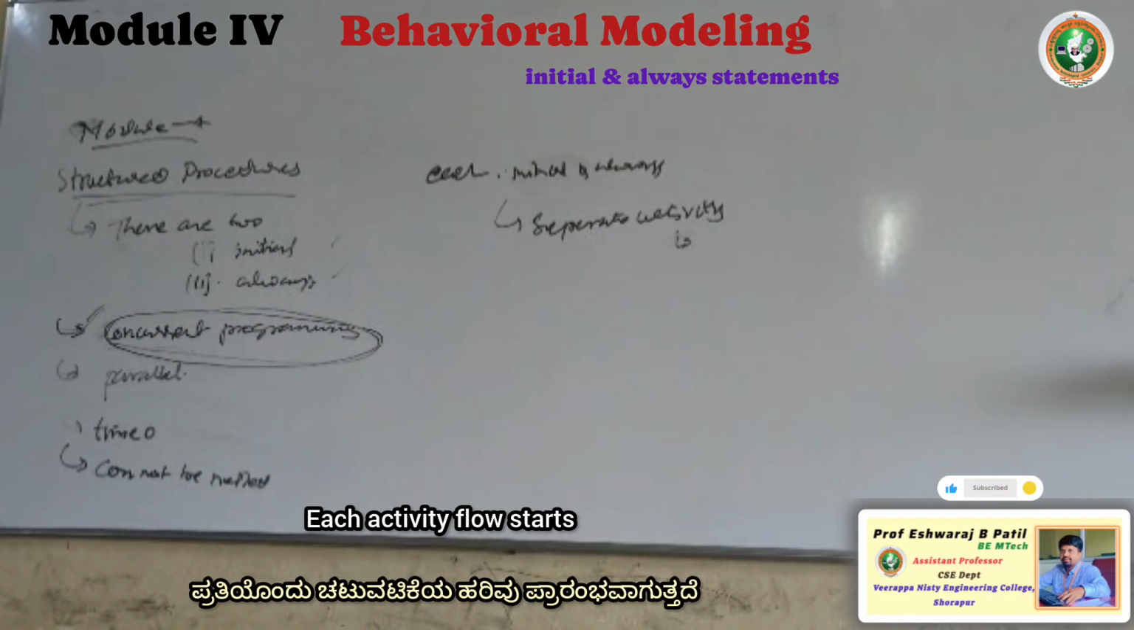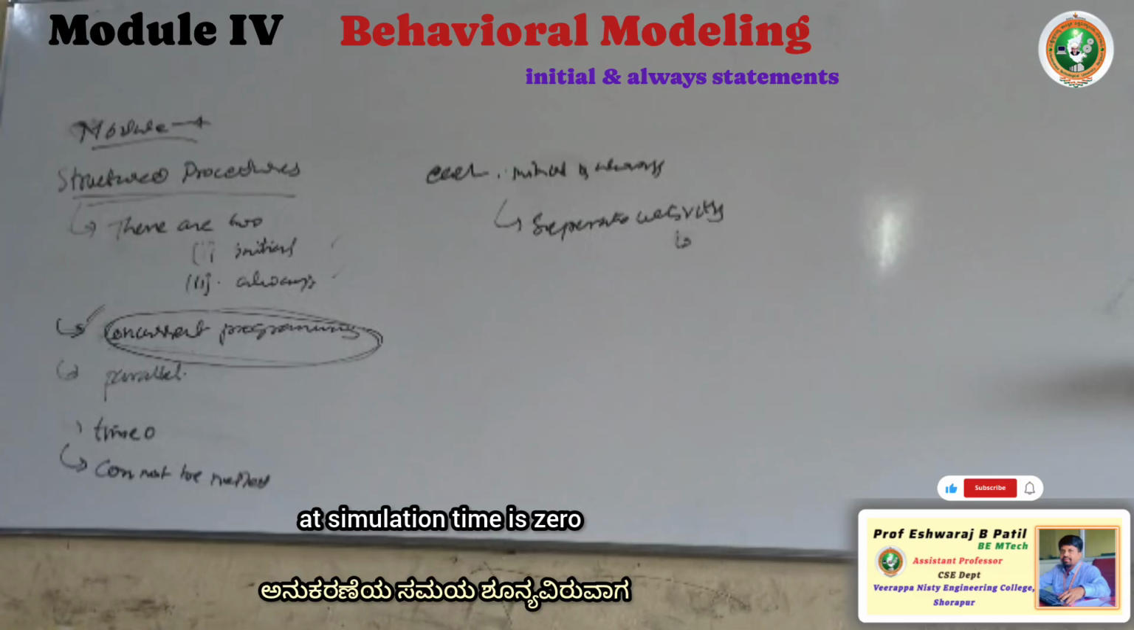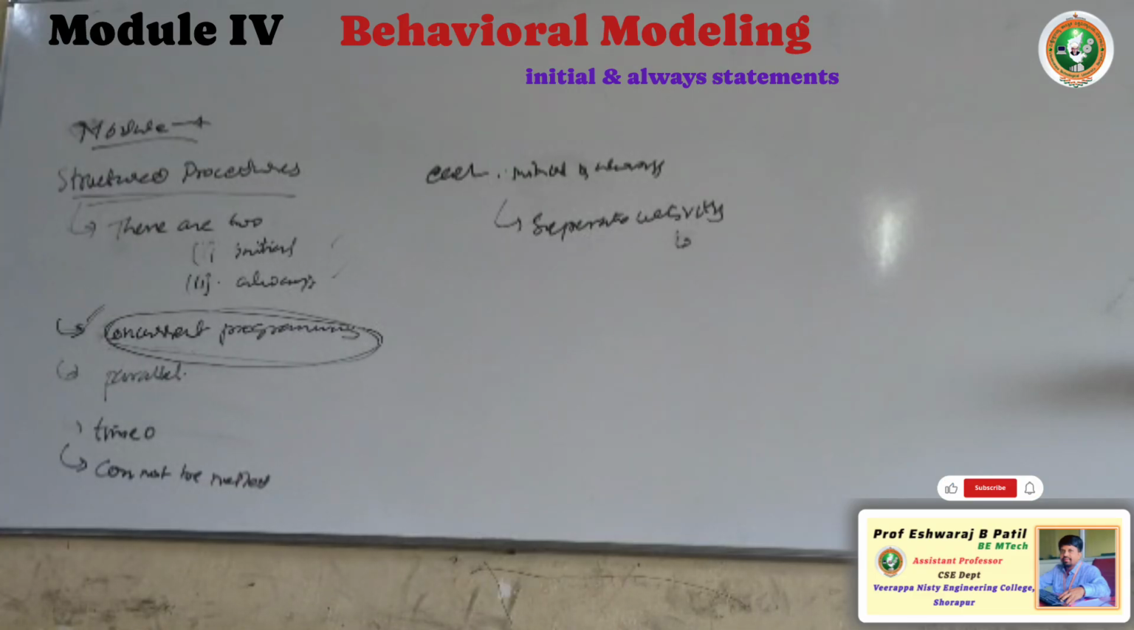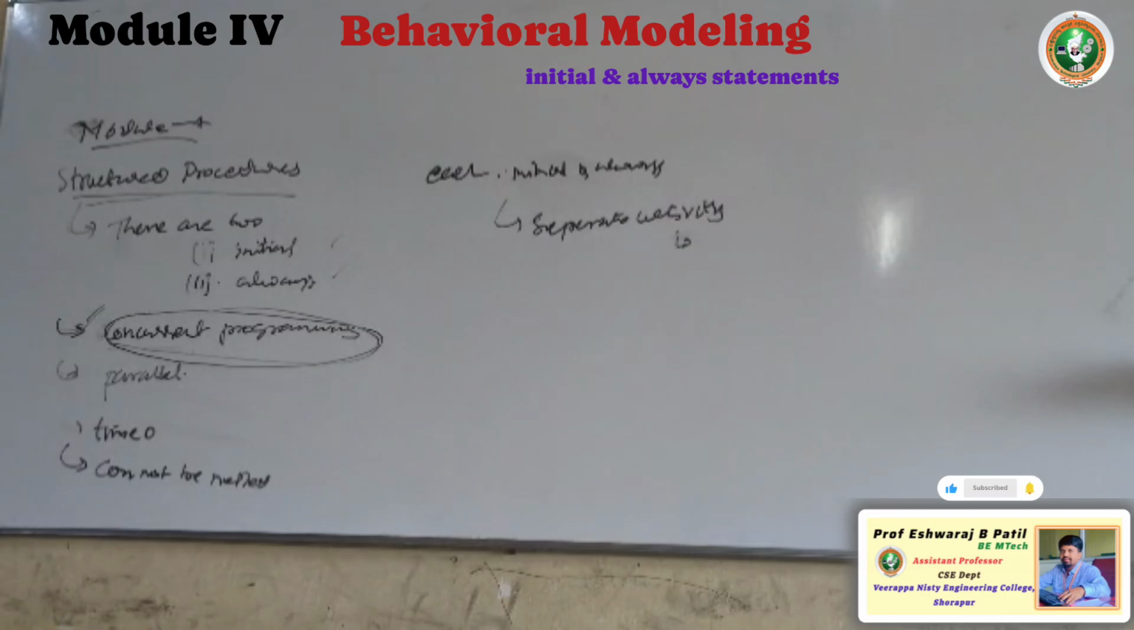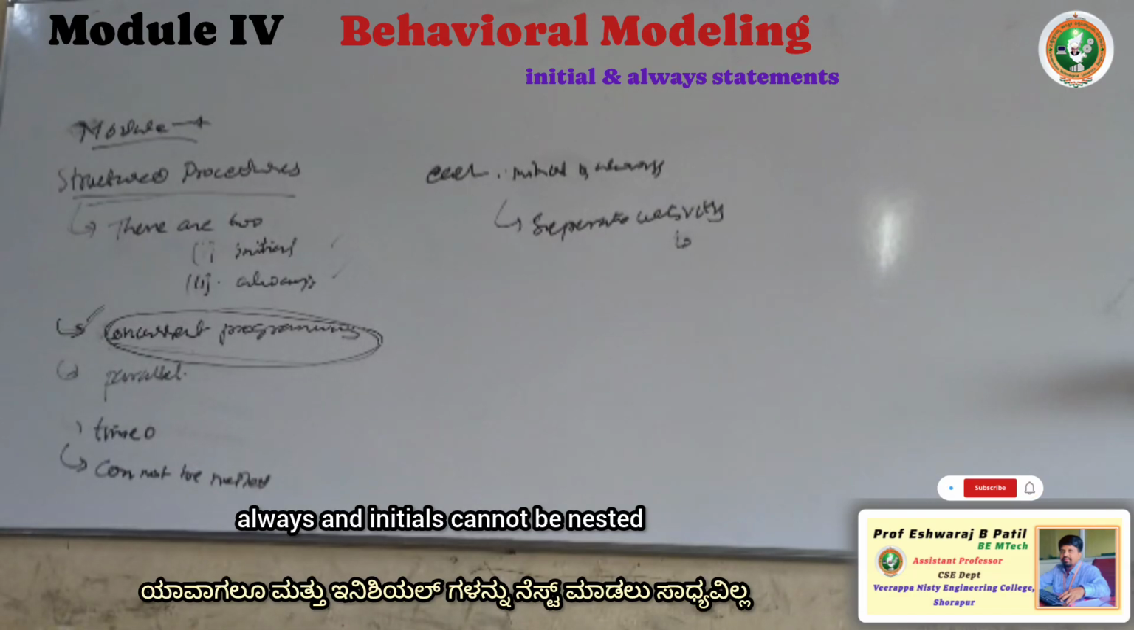Each activity flow starts at simulation time 0. Next point: the statements always and initial cannot be nested.